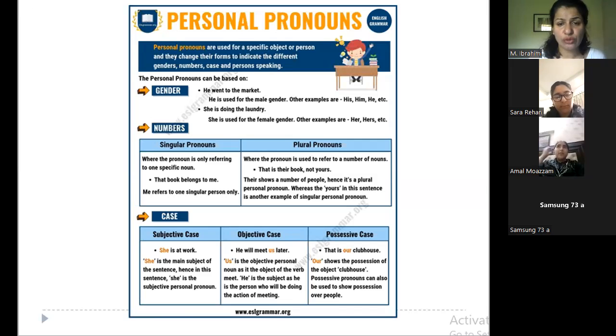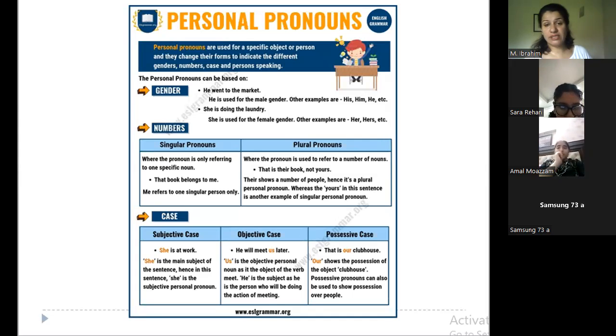We're quickly going to look at the examples. Personal pronouns can be based on gender. Let us see how it is used for gender. He went to the market. He is used for the male gender. Other examples are his, him, he, etc. She is doing the laundry. She is used for the female gender. Other examples are her, hers, etc. We come to the number.